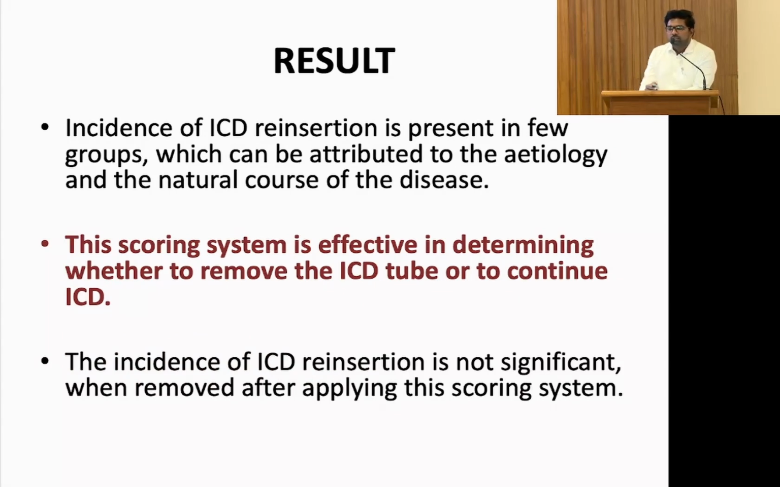So, the result of our study: the incidence of ICD reinsertion is present in a few groups, 1% in 7 days and 5% in 14 days. This is attributed to the etiology for which the ICD is inserted and the natural course of the disease. Patients with malignancy can get repeated effusion, and patients with systemic illness like decompensated chronic liver disease or chronic kidney disease also get repeated collection of fluid for which they may require ICD insertion. Bullous lung disease also, if the primary cause is not treated.